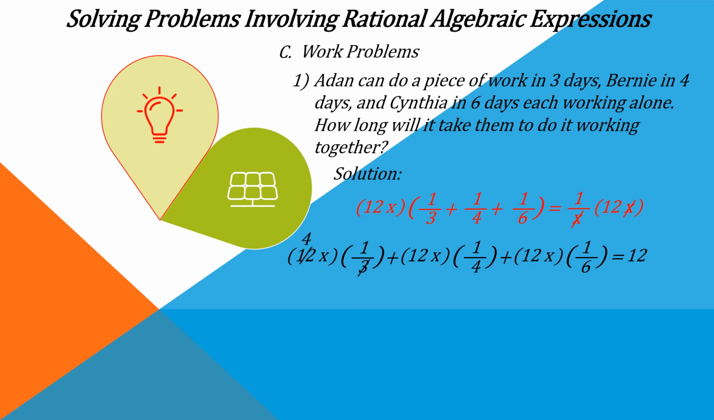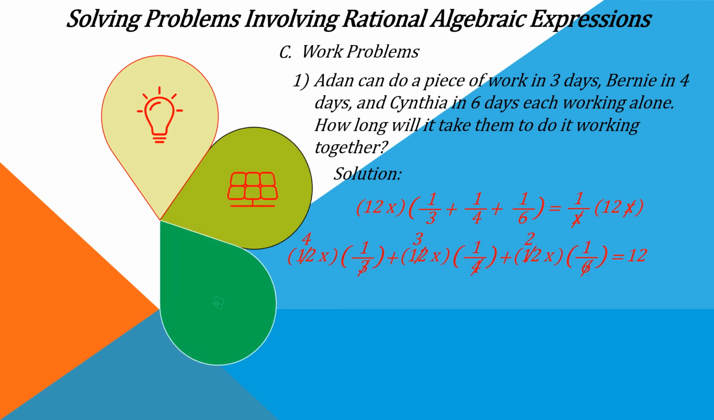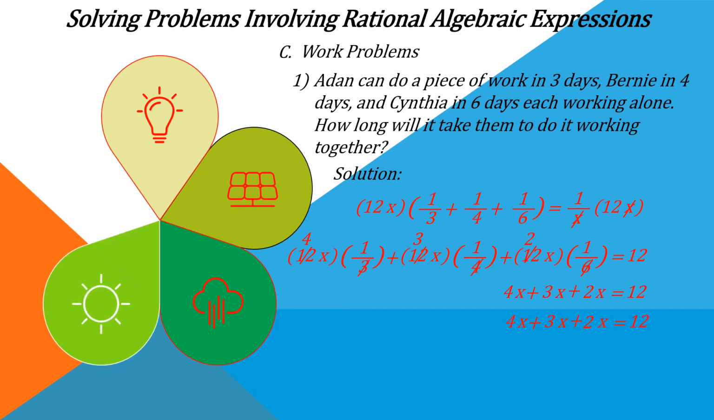Simplifying the equations, 12 divided by 3 is equal to 4. 12 divided by 4 is equal to 3. And then 12 divided by 6 is equal to 2. So we have remaining 4x plus 3x plus 2x is equal to 12. Simplifying the equation, we have 4x plus 3x plus 2x is equal to 12.